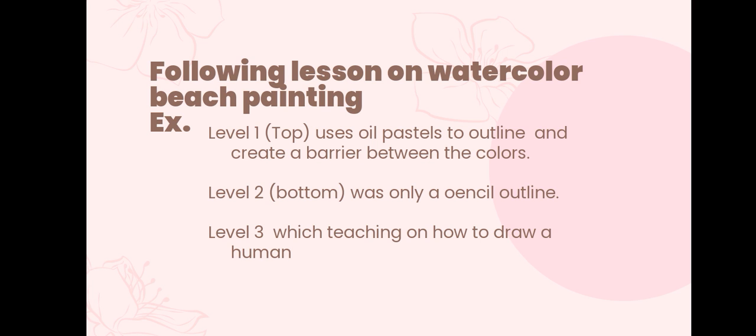So the next level is the bottom. It uses only a pencil for outline. So this requires more control in order to make precise lines. Other adaptations include taping the paper on the board so it won't move. Using visual cards is also helpful in reminding students about the techniques used in watercolor painting.